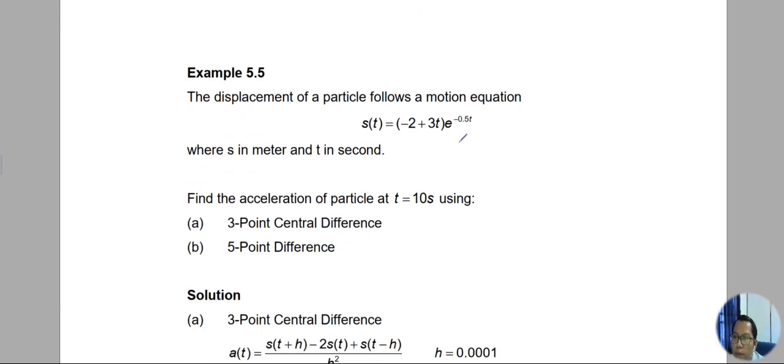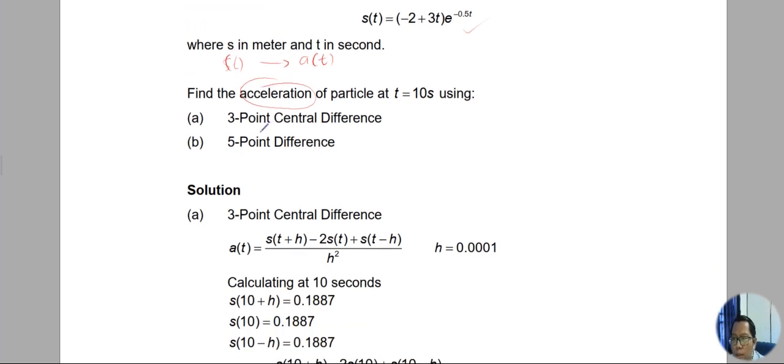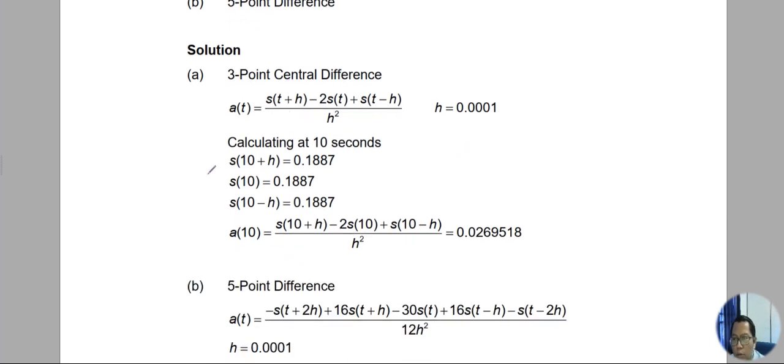For example 5.5, the displacement of the particle follows the same function, but they ask you to find the acceleration. So from s(t) to acceleration. They are using 3 point central difference and 5 point difference, where again you have to determine what is the value of h, what is the value of h power of 2, what is the value of t plus h, t, and also t minus h.